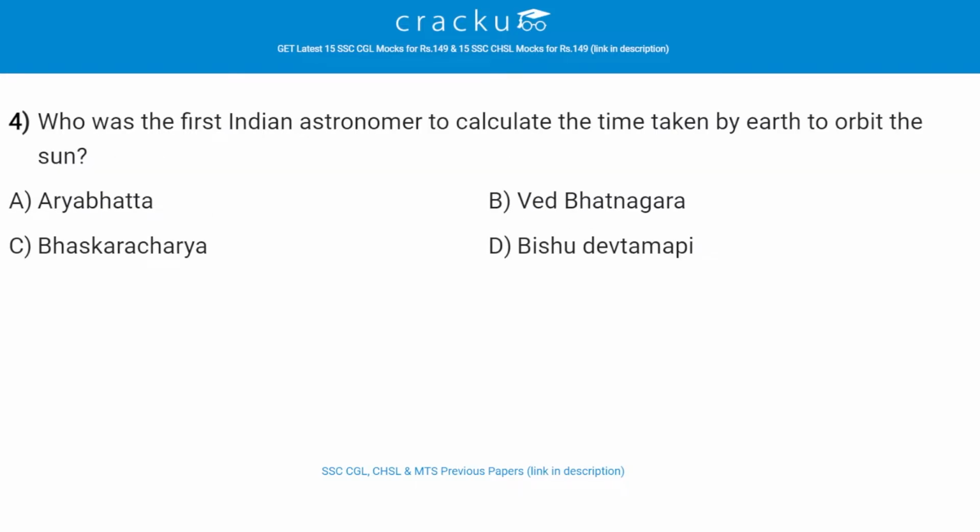Who was the first Indian astronomer to calculate the time taken by Earth to orbit the Sun? The correct answer is C, that is Bhaskaracharya. He was born in Bijapur, Karnataka.